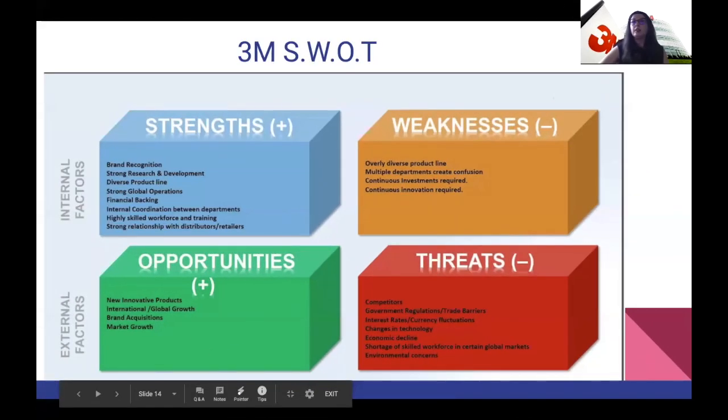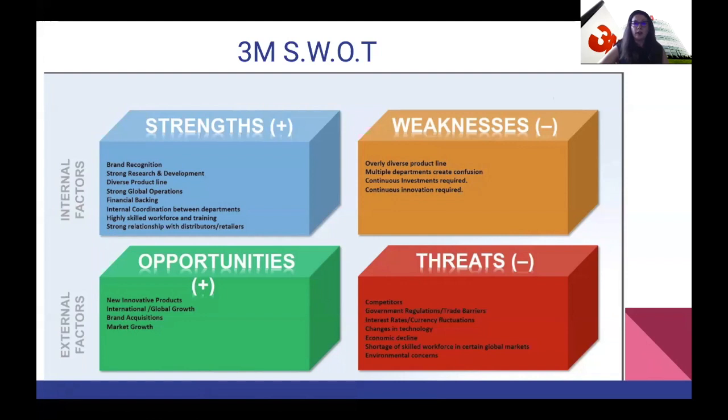In analyzing the internal factors at 3M, strengths comprise brand recognition, strong R&D, a diverse product line, strong global operations, financial backing, strong internal coordination between departments, a highly skilled workforce, and strong relationships with the distributors they have. Weaknesses are an overly diverse product line, multiple departments creating confusion, continuous investments required, and continued innovation that is required.